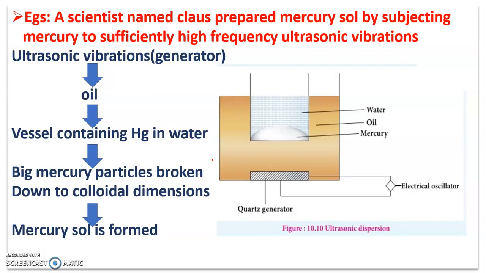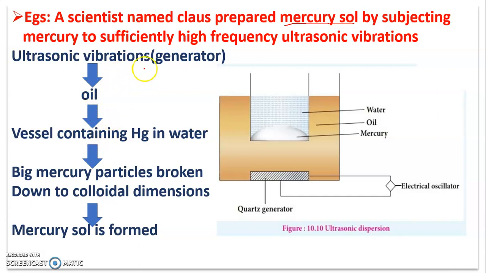I'll give you an example. A scientist named Claus prepared mercury sol by subjecting mercury to sufficiently high frequency ultrasonic vibrations. That is, here I've depicted the preparation of mercury sol. It's very easy. See, this is the apparatus that we need, and this flowchart simply explains how the preparation is carried out.